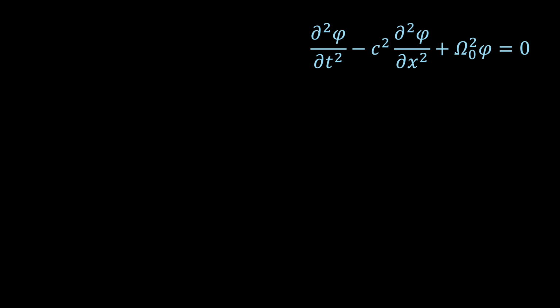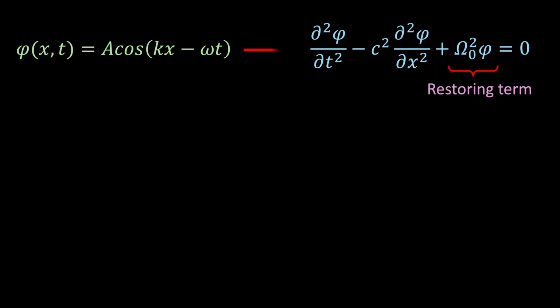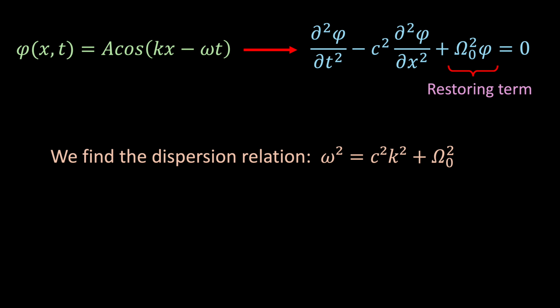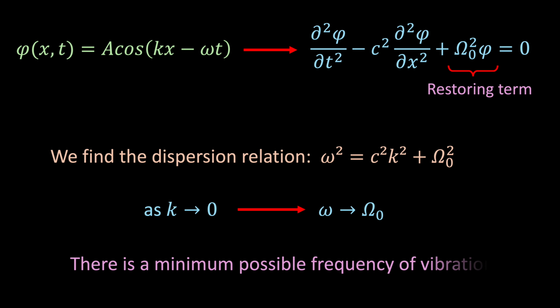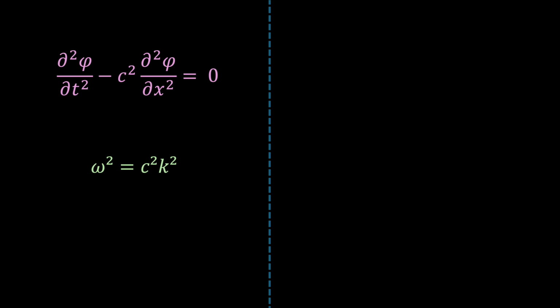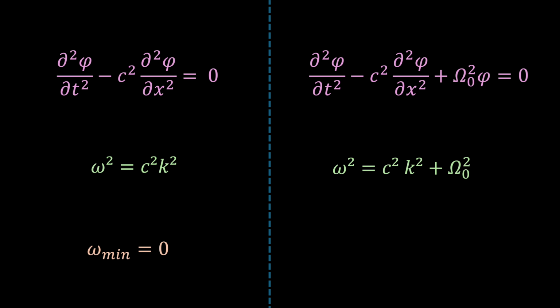Now compare this with a slightly modified wave equation, which has an additional restoring term. If we substitute in the same travelling wave solution, we arrive at a modified dispersion relation. Here the behaviour is different. We see that as k tends to 0, the frequency does not vanish, but instead tends to omega naught. This is telling us that for a field obeying this modified wave equation, there is a minimum possible frequency of vibration. And so in summary, we have two possibilities. One wave equation with a dispersion relation with no minimum frequency, and one modified wave equation with a modified dispersion relation which does have a minimum frequency.